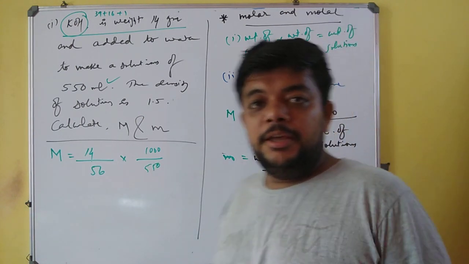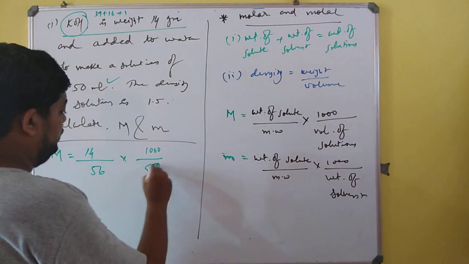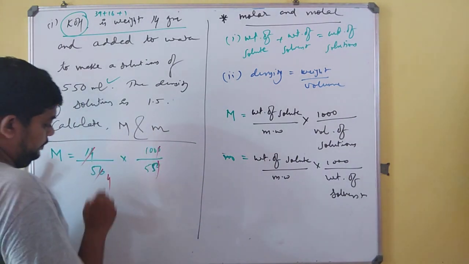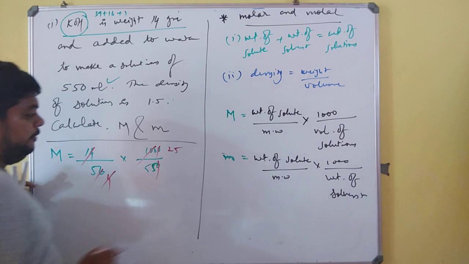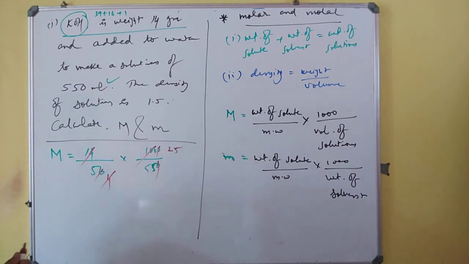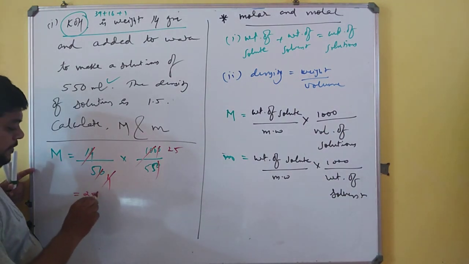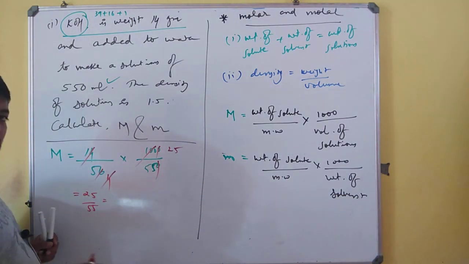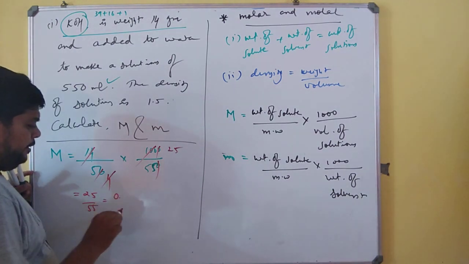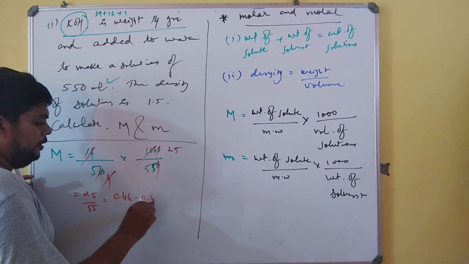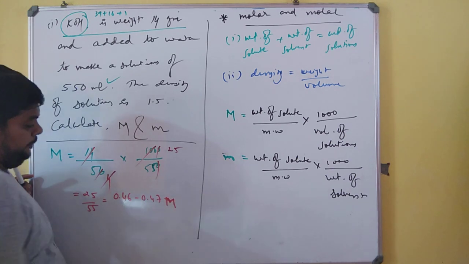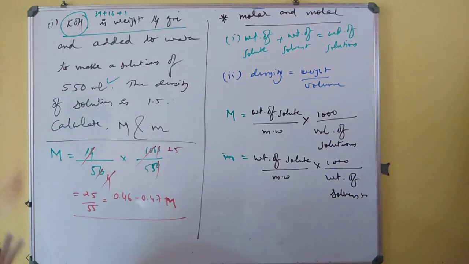So if we try to solve this, see what happens. We will end up writing 25 divided by 55, and this 25 divided by 55 will end up somewhere around 0.46 to 0.47 molar. First entry, first question.